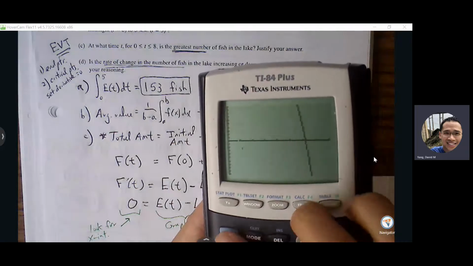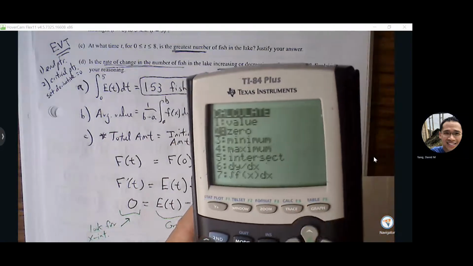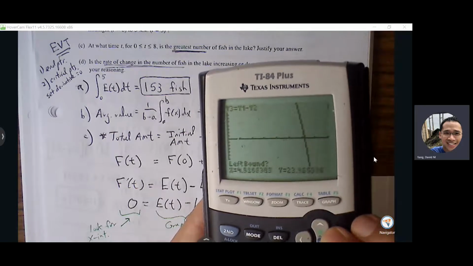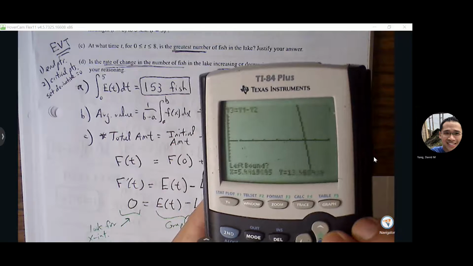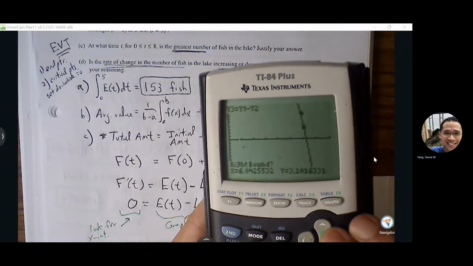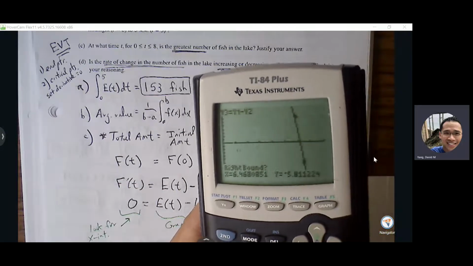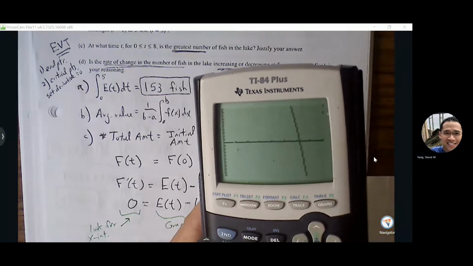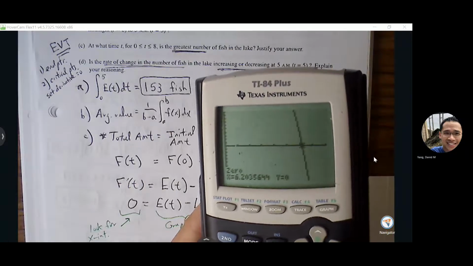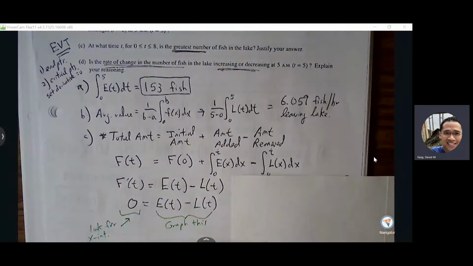Okay, so do second trace, zero. Left bound, I can choose a value to the left of my x-intercept, hit enter. Choose a point to the right of the x-intercept, hit enter. And that'll give me 6.203. So that's my critical point. I know that that's the only critical point that I have.